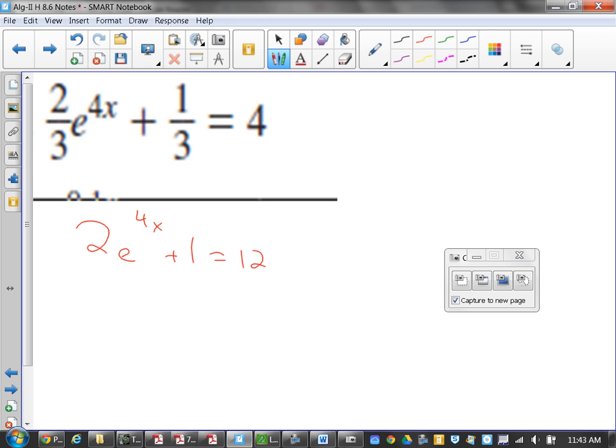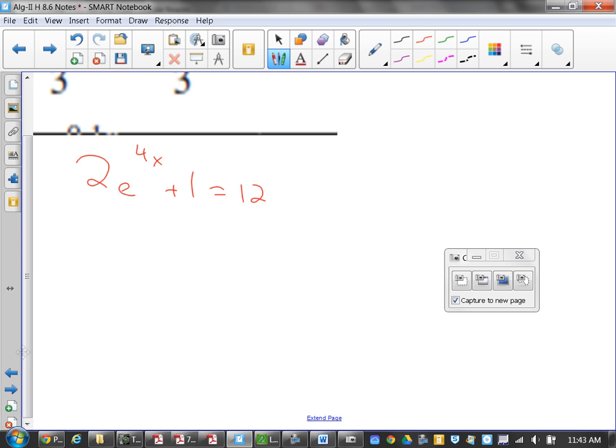Are we okay with that? We can do that. As long as there's an equal sign, you can do it to both sides. Now here, subtract 1. You agree?